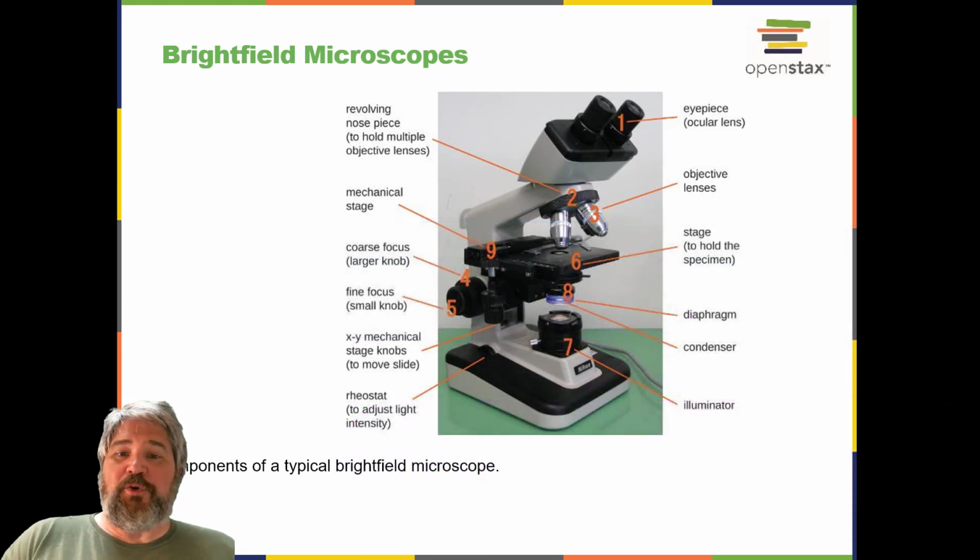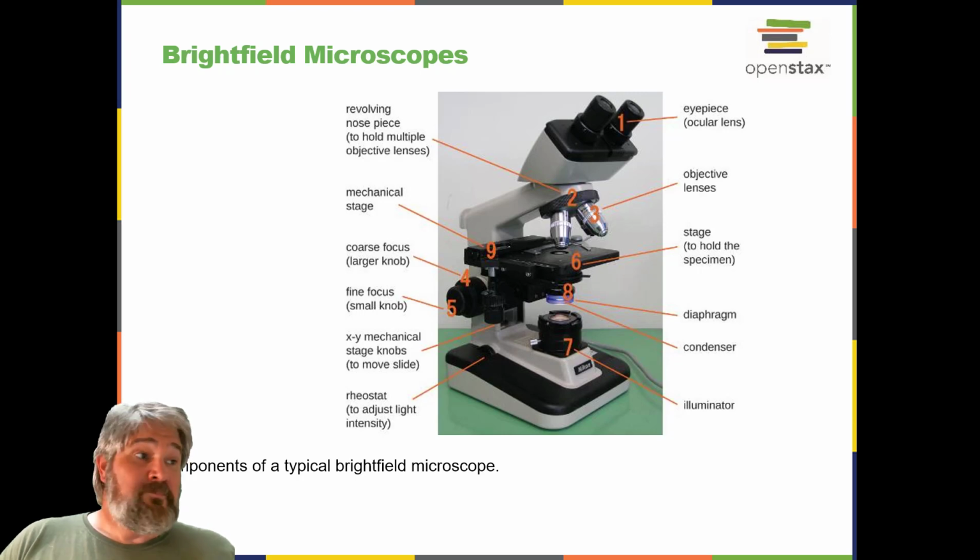So the item being viewed is called a specimen. The specimen is placed on a glass slide, which is then clipped into place on the stage, a platform, of the microscope. Once the slide is secured, the specimen on the slide is positioned over the light using the XY mechanical stage knobs, right over here. These knobs move the slide on the surface of the stage but do not raise or lower the stage. Once the specimen is centered over the light, the stage position can be raised or lowered to focus the image.